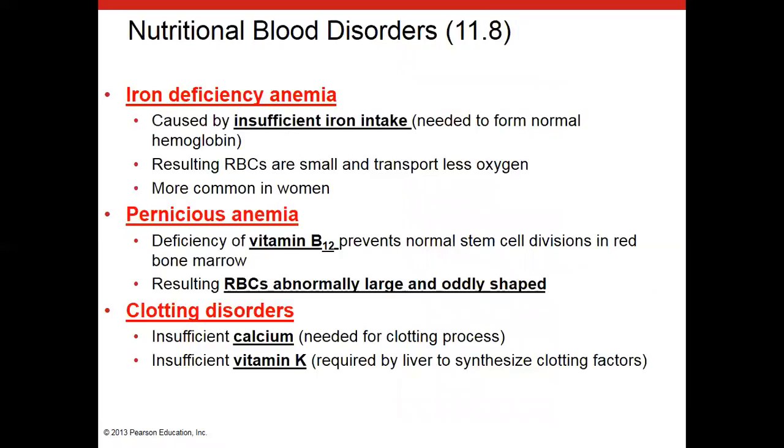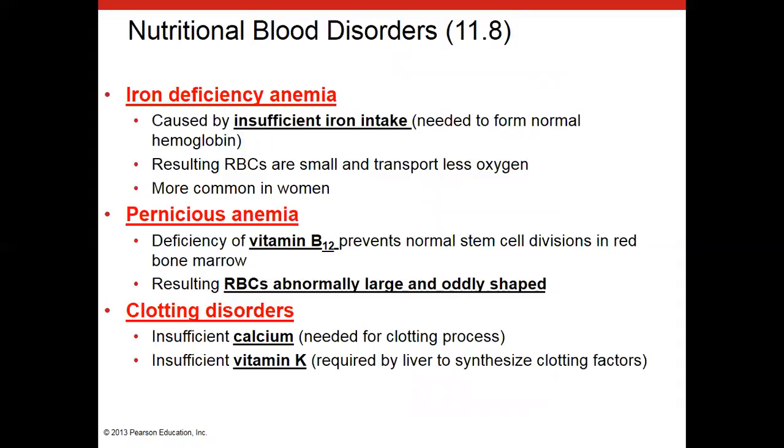With regard to blood, let's look at iron deficiency anemia. If you've heard the word anemia before, you think of iron levels or red blood cell levels. Insufficient iron intake can cause iron deficiency anemia, meaning red blood cells are small and they transport less oxygen. Iron is responsible for binding to oxygen on hemoglobin. If you don't have enough iron, you can't transport oxygen efficiently, which means you'll end up hypoxic, and that can lead to very bad consequences.